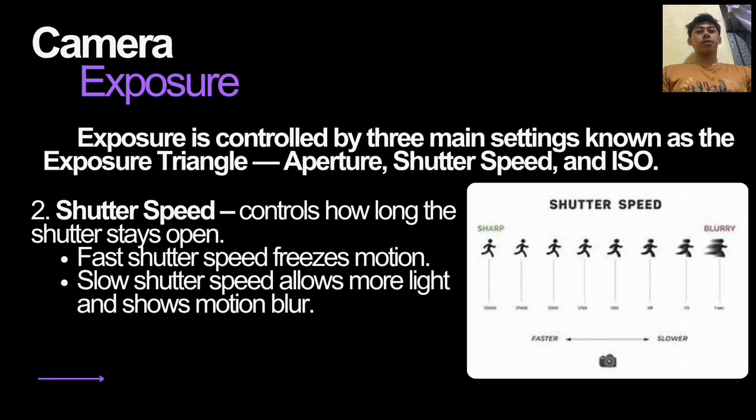So next are the types of motion blur. In motion blur, there are two types, the first is camera blur, which is caused by camera shake. So in order to fix this, use a tripod.